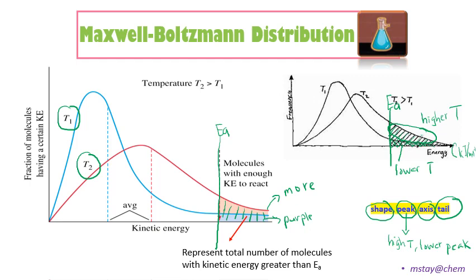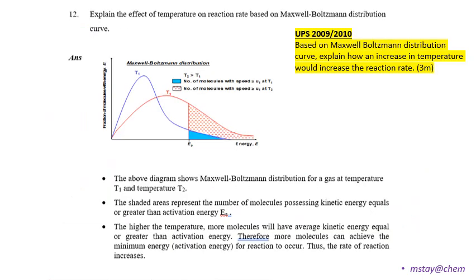Now let's continue with tutorial question number 12, which is related to the Maxwell Boltzmann distribution. Looking at the question: explain the effect of temperature on the rate of reaction based on the Maxwell Boltzmann distribution curve. A quite similar question also came out during UPS 2009 and 10: based on the Maxwell Boltzmann distribution curve, explain how an increase in temperature would increase the rate of reaction. So now we go directly to the question.